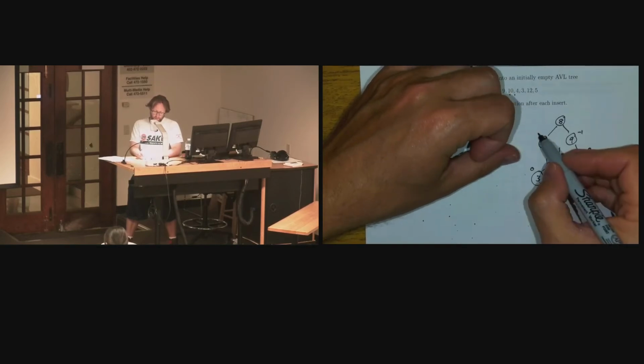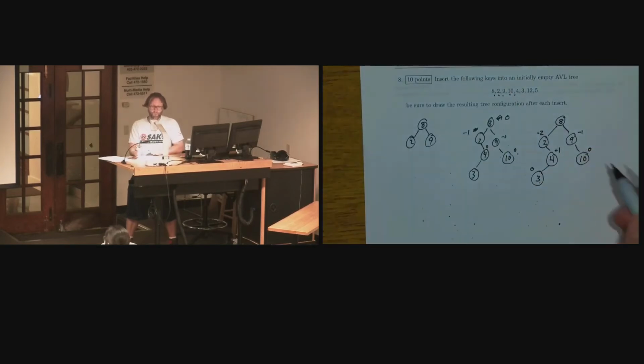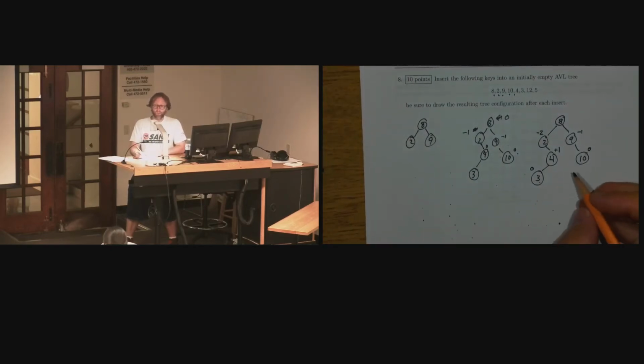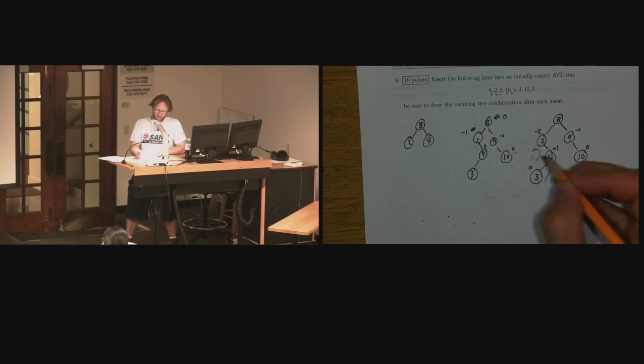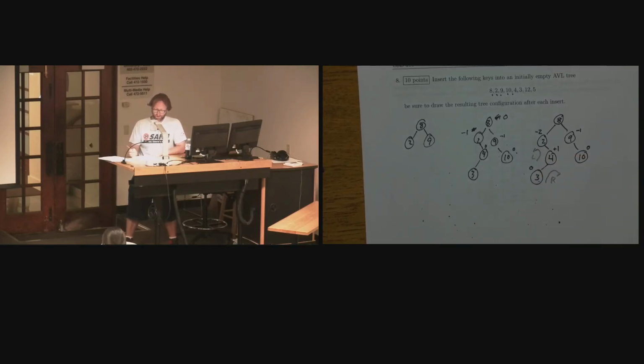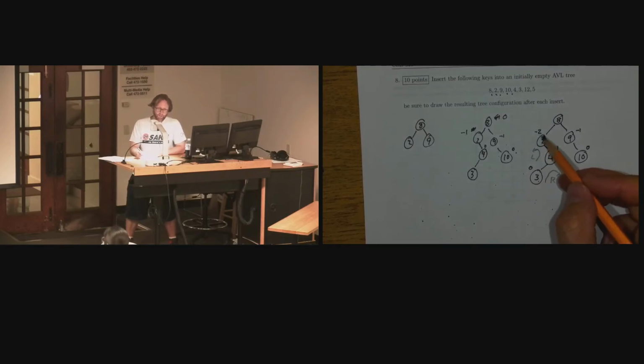What happened? -2. That's too unbalanced. What kind of a rotation are we going to do now? It's unbalanced to the right, and then its right child is unbalanced to the left, so we need to do a right, then left rotation. Right? Just in the reverse. Right? It's unbalanced right, then left, so we need to go left, then right.